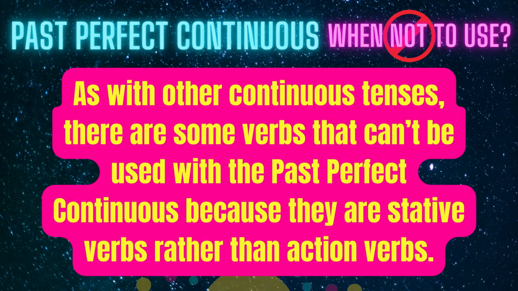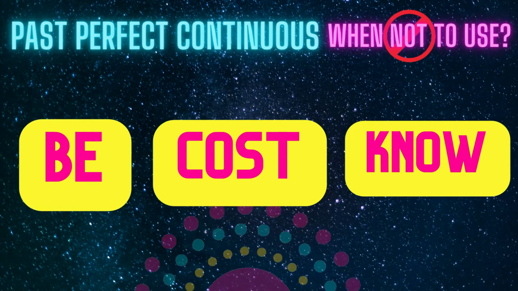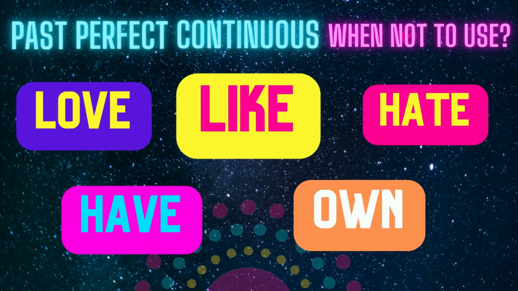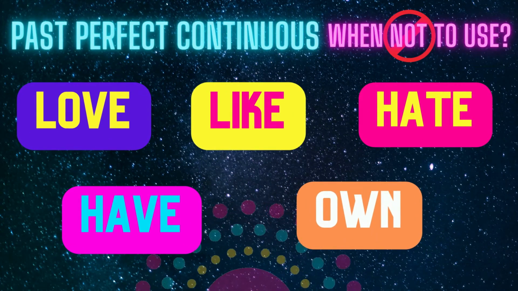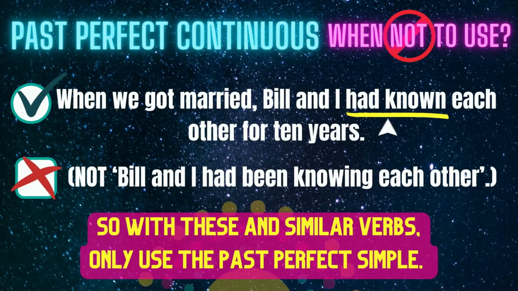Now, let's talk about when not to use past perfect continuous. As with other continuous tenses, there are some verbs that can't be used with the past perfect continuous because they are stative verbs rather than action verbs. Just like the following example: be, cost, know, love, like, hate, have, for possessions, own. So with these and similar verbs, only use the past perfect simple.